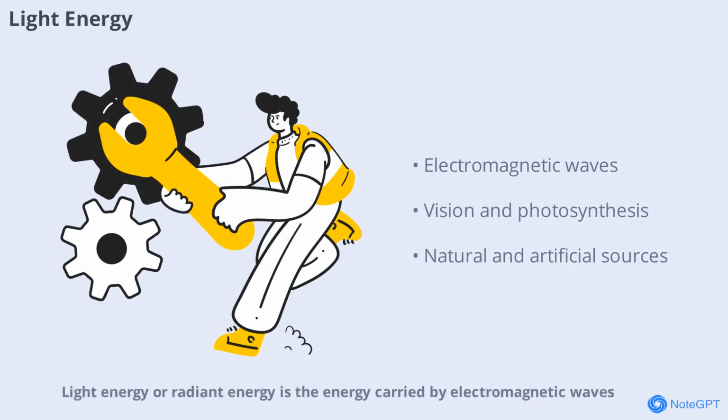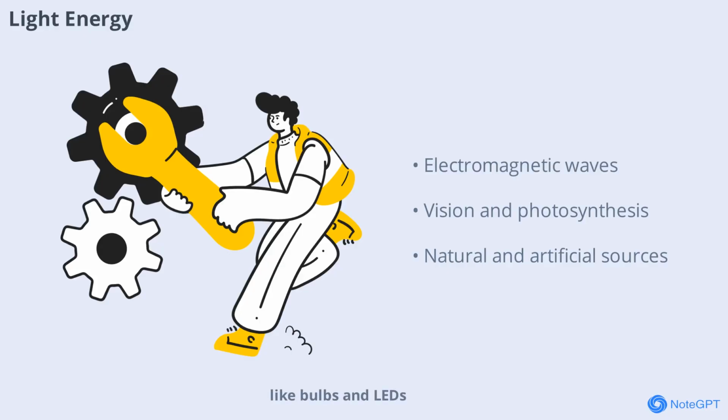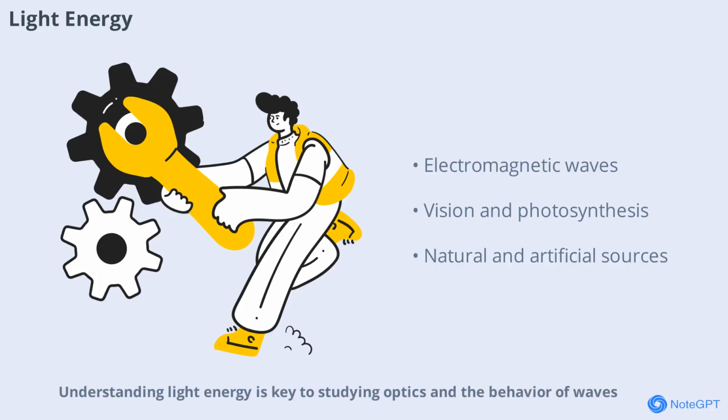Light energy, or radiant energy, is the energy carried by electromagnetic waves. It allows us to see and is essential for photosynthesis in plants. Light energy can be produced naturally like sunlight or artificially like bulbs and LEDs. Understanding light energy is key to studying optics and the behavior of waves.